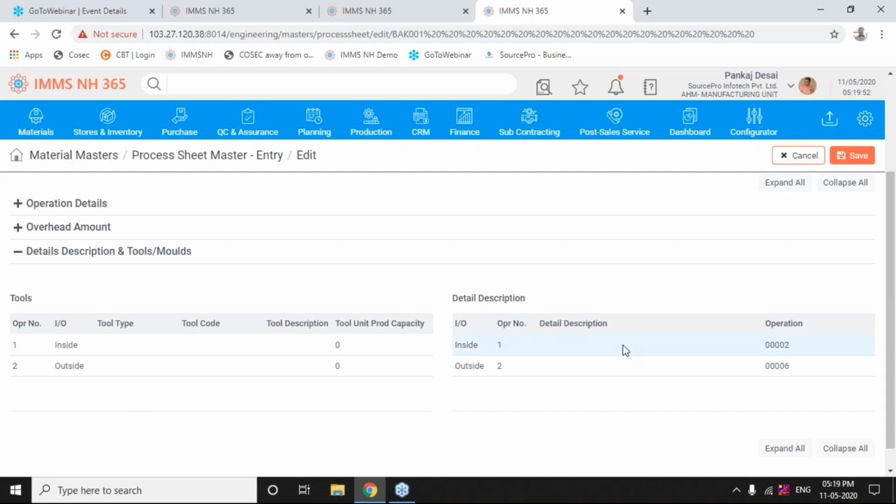If you have to specify to the shop floor person, the production engineer or the labor, what he needs to perform per operation, and at that time he wants to write anything in detail, he can write it in the detailed description here, which can then be printed on the work order routing card or work order routing report. So operation to operation detailed description can be entered.